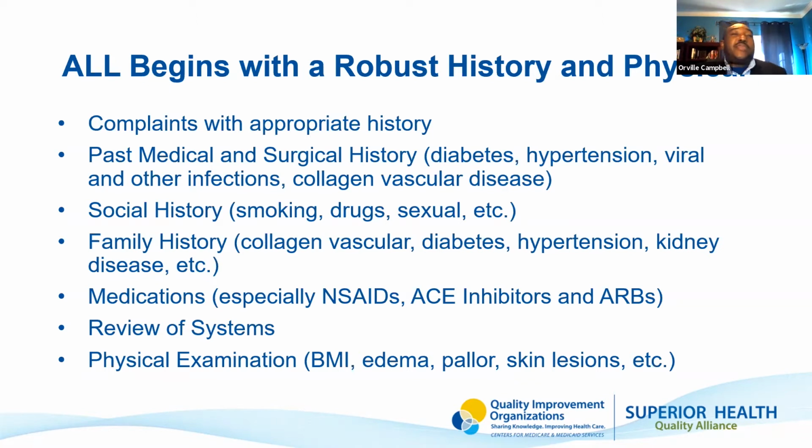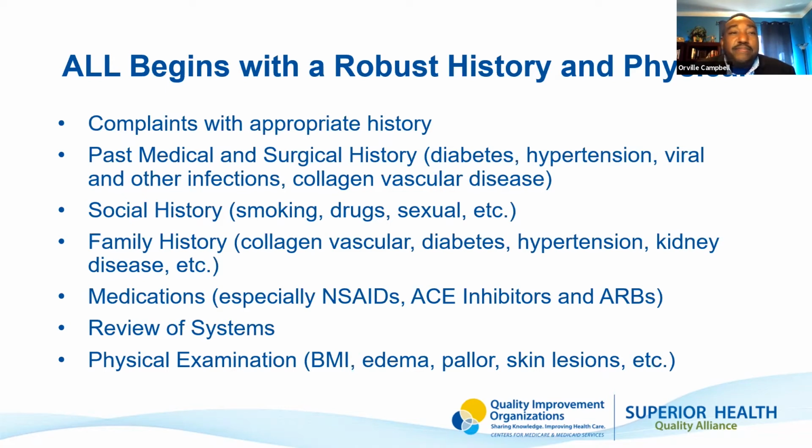Then the review of systems. Take the time to go through the bodily systems and make sure you don't miss important clues to screen in these patients. The physical exam, the BMI, body mass index is what that stands for. Swelling or edema, pallor, the lack of color to the skin or the mucous membranes, skin lesions, that could give you hints to collagen vascular disease, such as lupus or other diseases such as sarcoidosis.